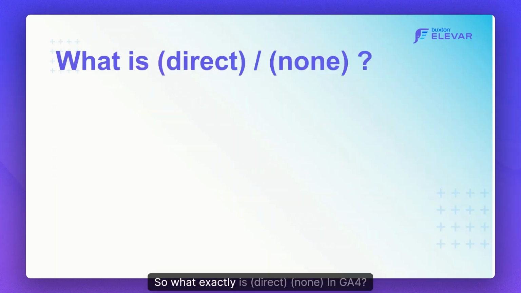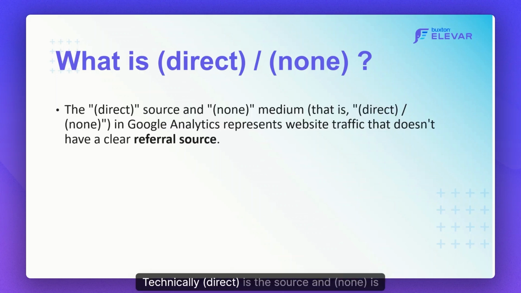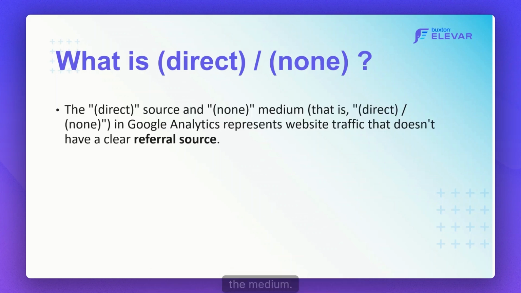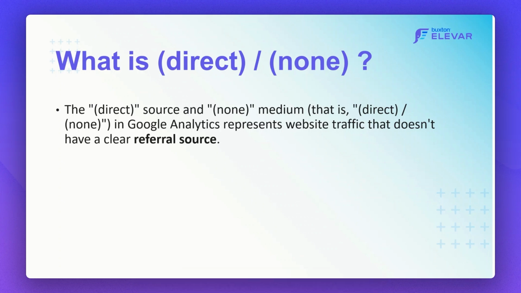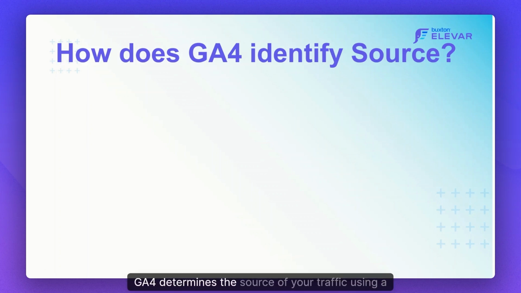So, what exactly is direct none in GA4? It's Google Analytics' way of saying, I don't know where this traffic came from. Technically, direct is the source and none is the medium. This leads us to the question, how does GA4 identify source and medium? GA4 determines the source of your traffic using a few key methods, and it all starts the moment someone clicks a link to your site.